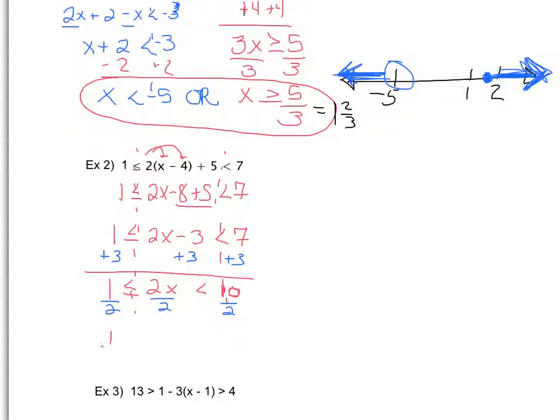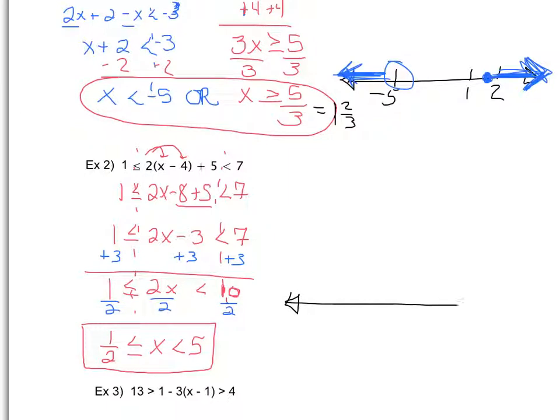Doing that gives me 1/2 is less than or equal to x is less than 5. Since x is by itself in the middle, I've found my solution. Now I want to graph it, so I'm going to go ahead and draw my number line. So 0, 1, and then 5 would be somewhere up here.